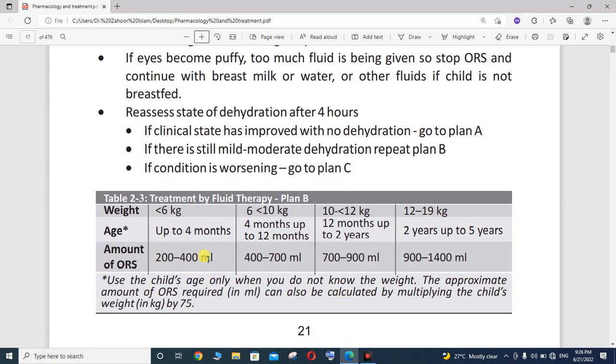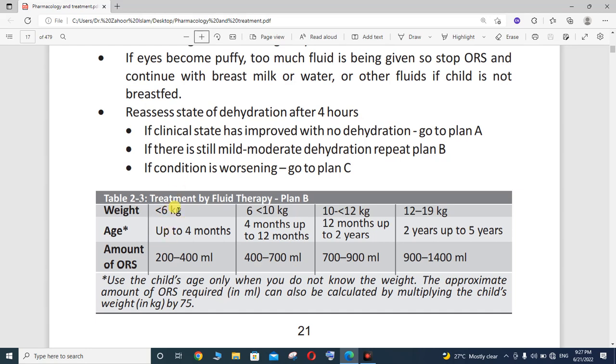This is plan B. If the weight is less than 6 kg, and the age is up to 4 months, the amount of ORS is 200 to 400 ml. This is clear. If the weight of the baby is 6 to less than 10 kg, meaning age 4 months up to 12 months, then the amount of ORS will be 400 to 700 ml.